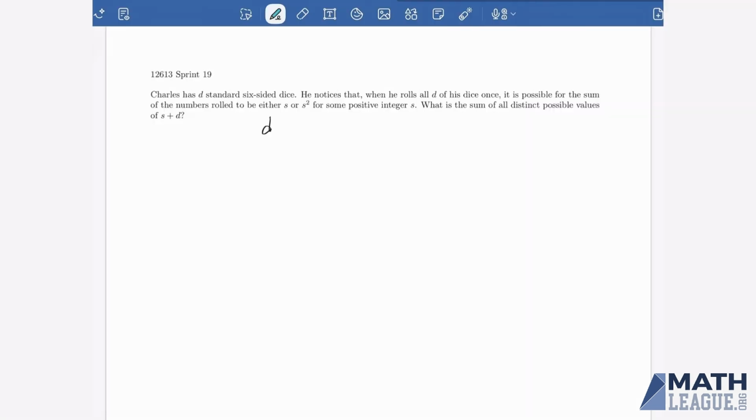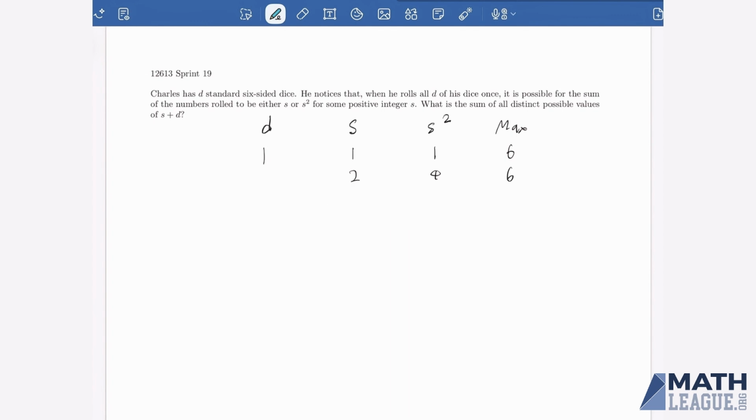So there are D dice, and it is possible for the sum of the dice to be represented as S and S squared. So when he rolls one die, it's possible for the sum to be 1 and 1 squared. And this is legal because the max value the S squared can be from D dice when D is equal to 1 is 6. And 2 and 4 is also legal because that is less than 6. But something like 3 and 9 is not legal because that 9 is not less than 6.